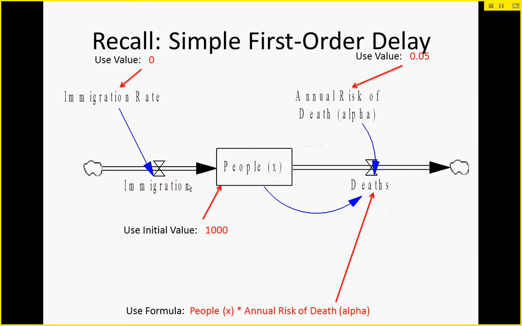The distinguishing factor, ladies and gentlemen, of the first order delay is that we have a single stock, a flow out of it that depends linearly on the value of that stock. So here we have an annual risk of death, of transition downstream here, of 0.05. 5% chance per year that a given person who's in this stock, X of people, will leave that stock via that outflow. And the formula for deaths is, ladies and gentlemen, what?